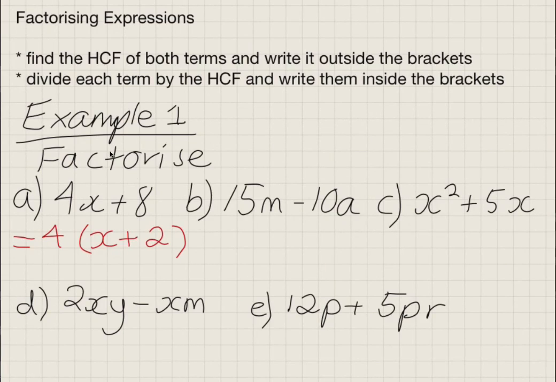Okay, in part B, the highest number that goes into both of these is 5. So bringing 5 out the front. 5 times what would give me 15m? Well, that would be 5 times 3m. Then 5 times what gives minus 10a? Must be minus 2a.